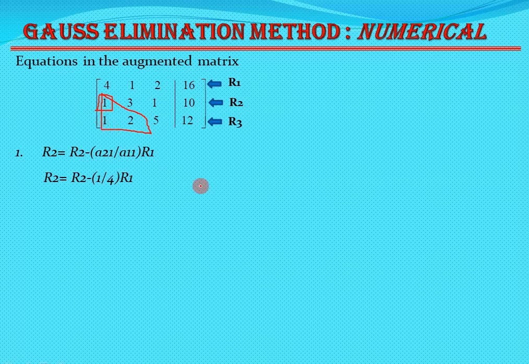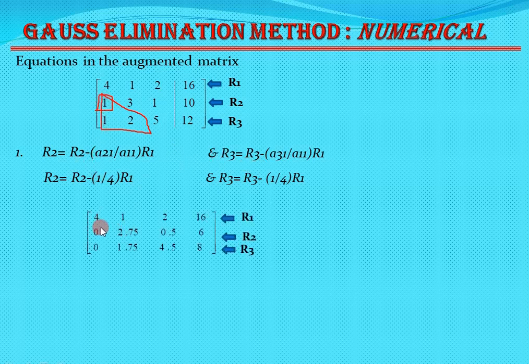So we apply a similar transformation for row 3. We can write R3 equals R3 minus A31 divided by A11 into R1. For the third row, the A31 element and A11 element remain constant throughout the row. So this equation can be written as R3 equals R3 minus 1 by 4 into R1. We write both equations in terms of R1 because row 1 is the pivot row for these two elements. After applying this transformation, you can see that these two elements get converted into 0. Now I am going to show you how to get this matrix with the help of the calculator.